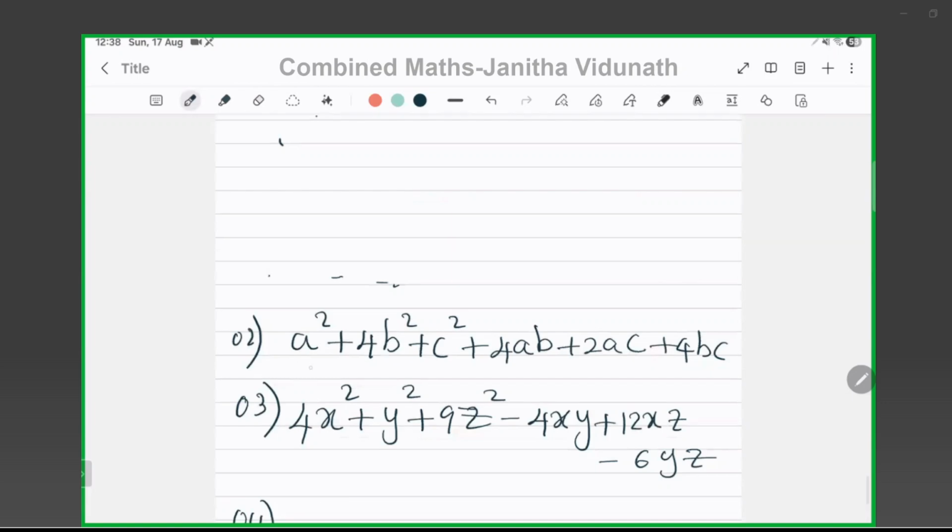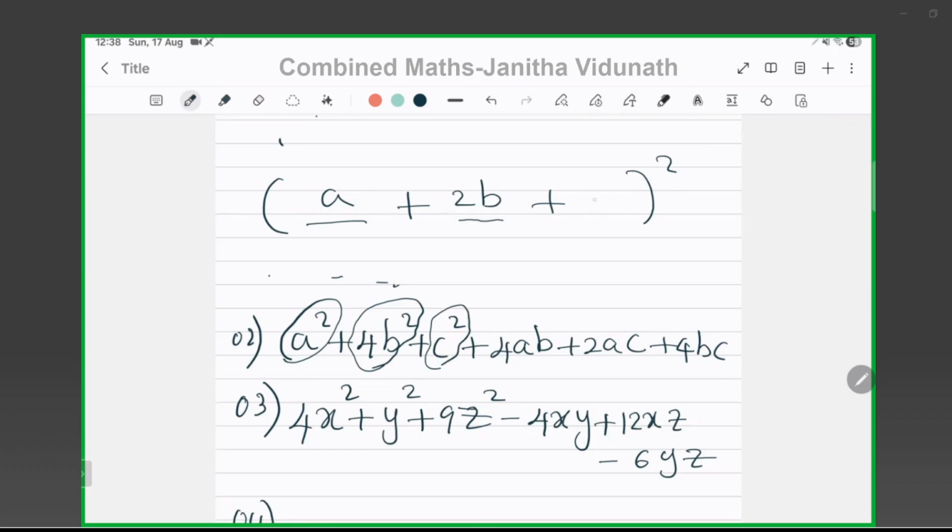From the second question, this needs to be a whole square. Then we can identify the first term as a. Here 4b square means 2b whole square, then the second term is 2b. Here c square means c whole square.